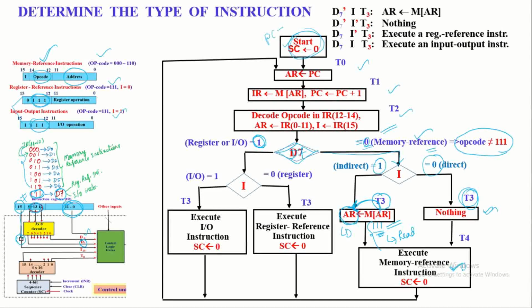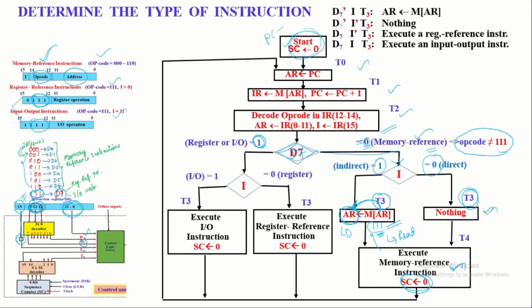Now the corresponding memory reference operation can be executed, and the operation is determined based on the opcode part of the instruction. After performing that particular memory reference operation, the sequence counter needs to be cleared in order to initiate the timing signal freshly from T0, which is required for the execution of the next instruction. In the next instruction execution, the instruction cycle must start with the fresh timing signal from T0. So in order to achieve that, the sequence counter value needs to be set to 0.